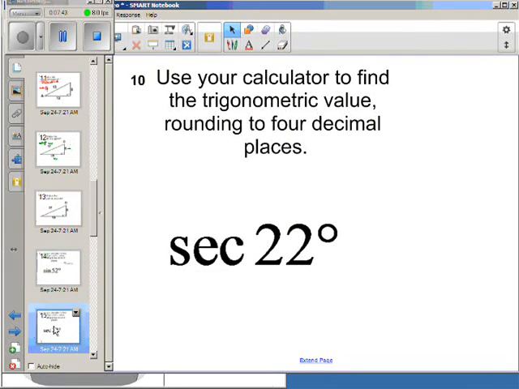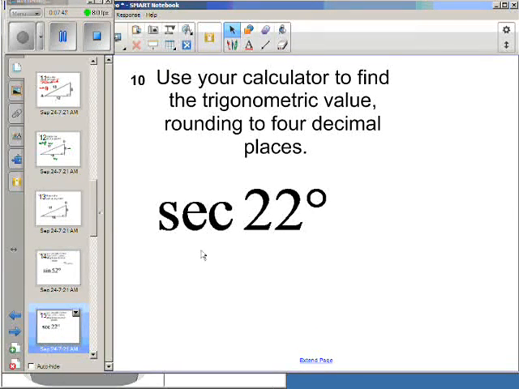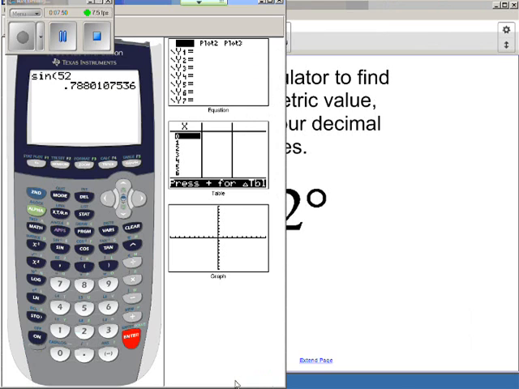How about secant of 22 degrees? How do I do that? I go to my calculator and I look for my lovely secant button, and it is not there, unfortunately. I see inverse sine right there. Oops, that's regular sine. I could do second sine, that is inverse sine. That's different than secant. Reciprocal and inverse are not the same thing.